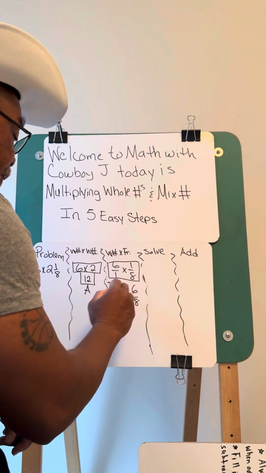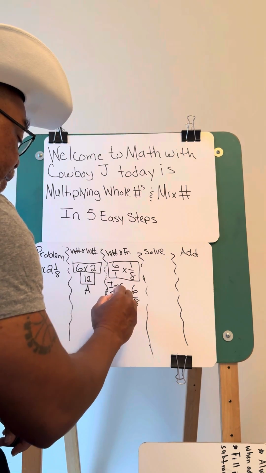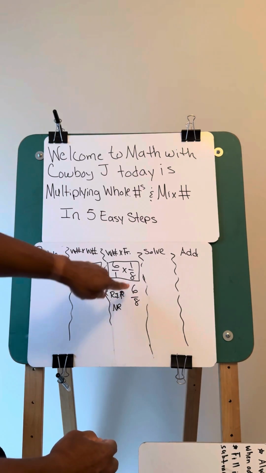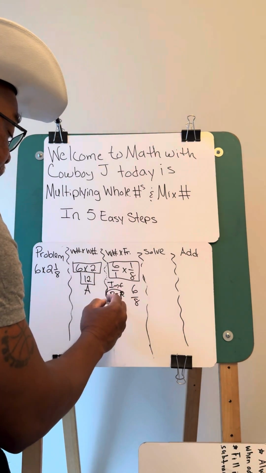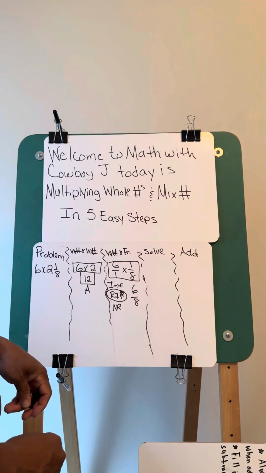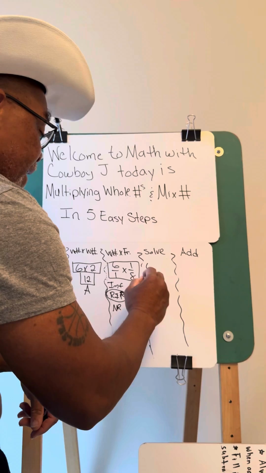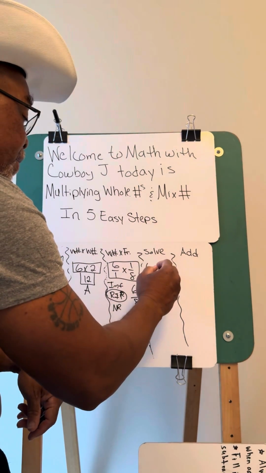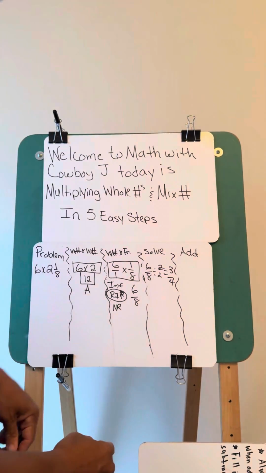Is it an improper fraction? Is it an RIP? Or is it an NR? So since both numbers are even and the numerator is smaller than the denominator, this is a RIP. So I come over here and solve 6/8. Both numbers are even. So I'm going to divide both of them by 2, which gives me 3/4.